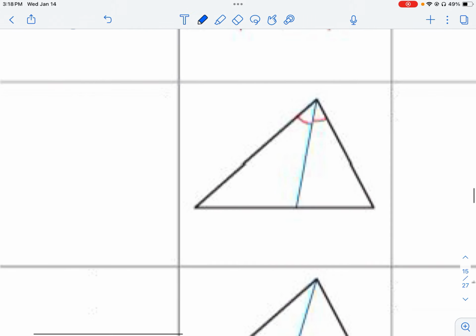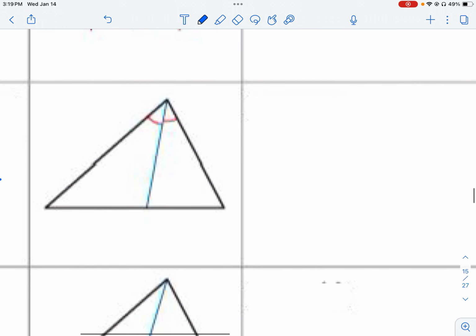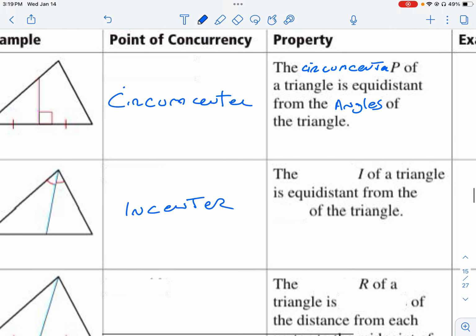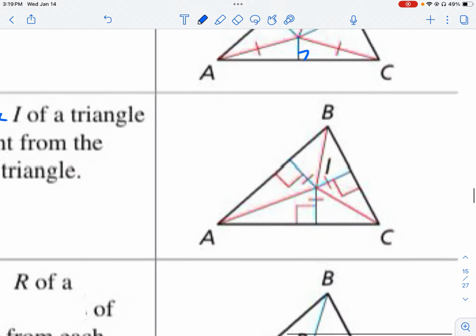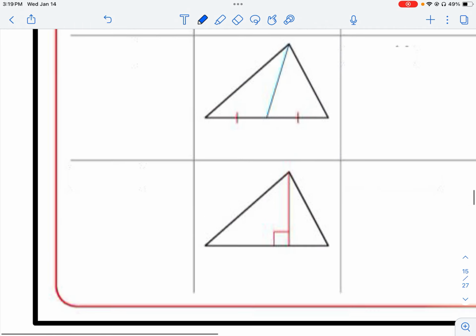Here, we've got an angle bisector. And the three angle bisectors of a triangle are concurrent at the incenter. And the incenter of a triangle is equidistant from the sides of the triangle. There's a diagram that shows an incenter. We know that I is an incenter because it is equidistant from the sides. Those are three congruent lines.